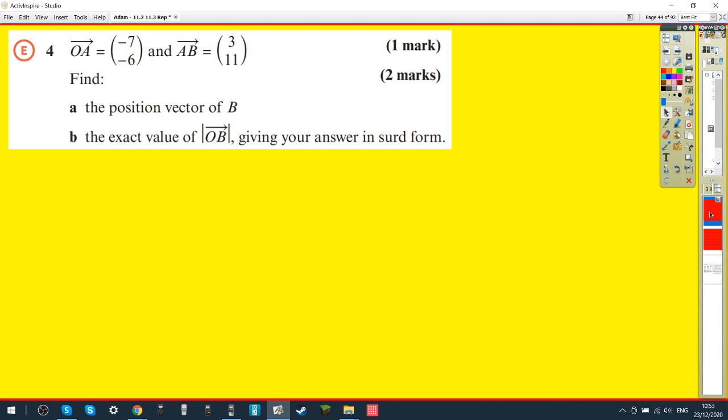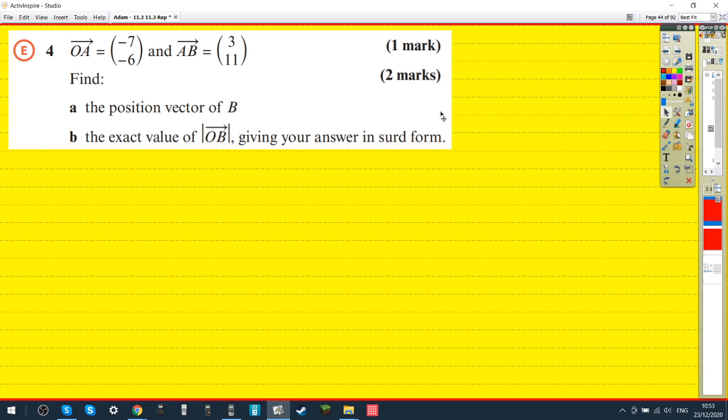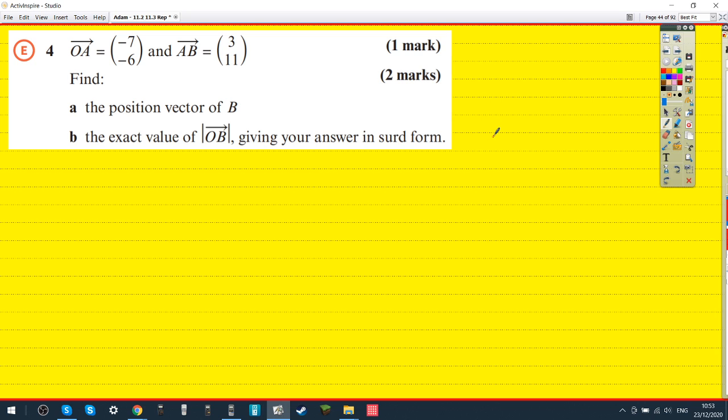So could you write out AB as 7i minus 6j? Minus 7i minus 6j, yeah. So wouldn't it be AB equals OA minus OB? Other way around. OB minus OA. Yeah.